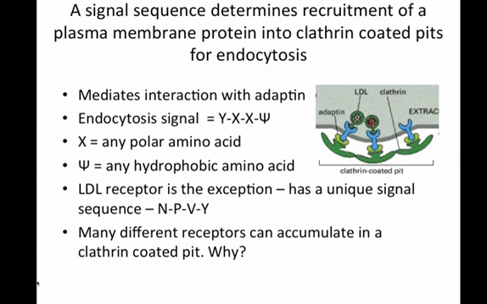Did you say that they all have the same signal sequence? Yep, so there's this endocytosis signal. It is on the cytoplasmic tail of the receptor, and that's interacting with adaptin. And that's why a whole bunch of different receptors can all accumulate in the clathrin-coated pit. Okay?